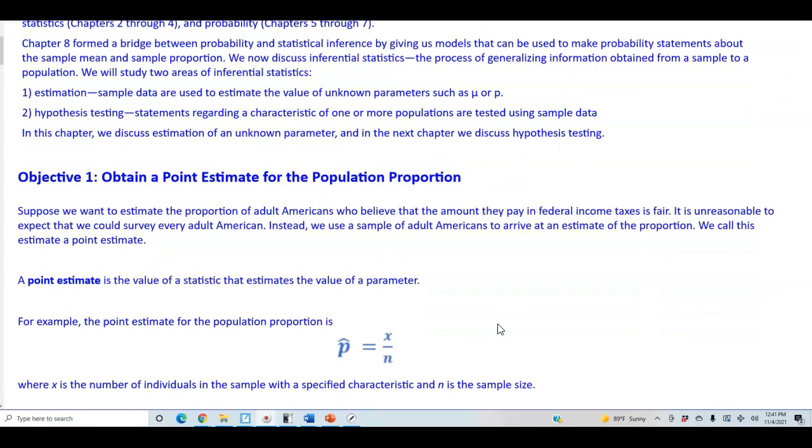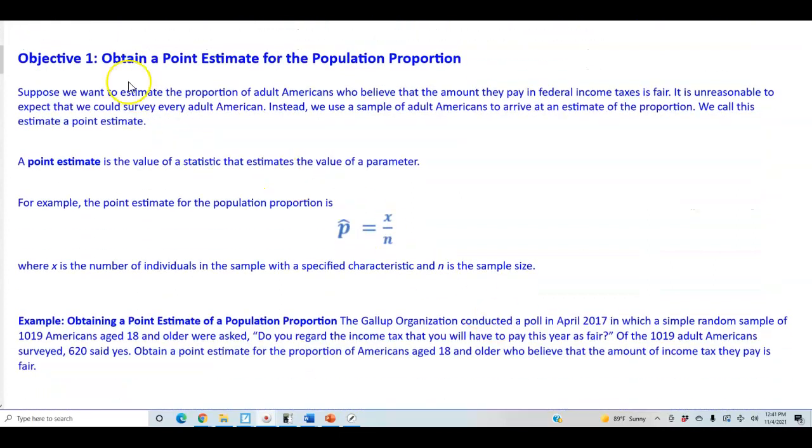So for objective 1, we want to be able to obtain a point estimate for the population proportion. Suppose we want to estimate the proportion of adult Americans who believe that the amount they pay in federal income taxes is fair. It is unreasonable to expect that we could survey every adult American. Instead, we use a sample of adult Americans to arrive at an estimate of the proportion. We call this estimate a point estimate.